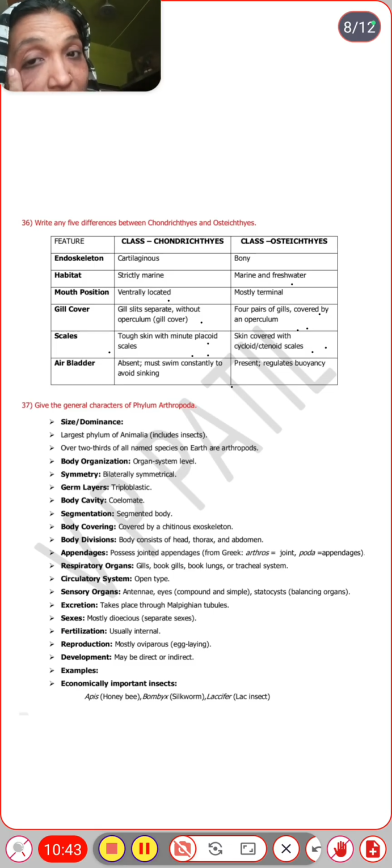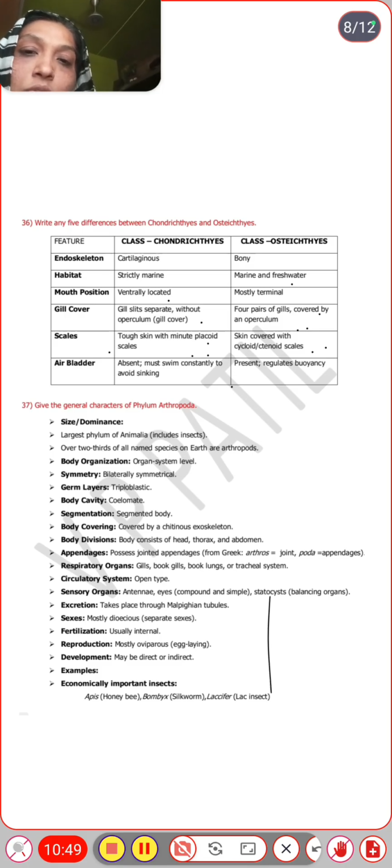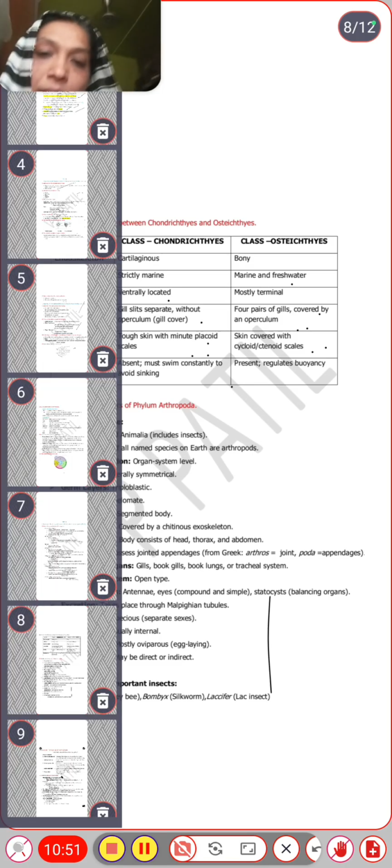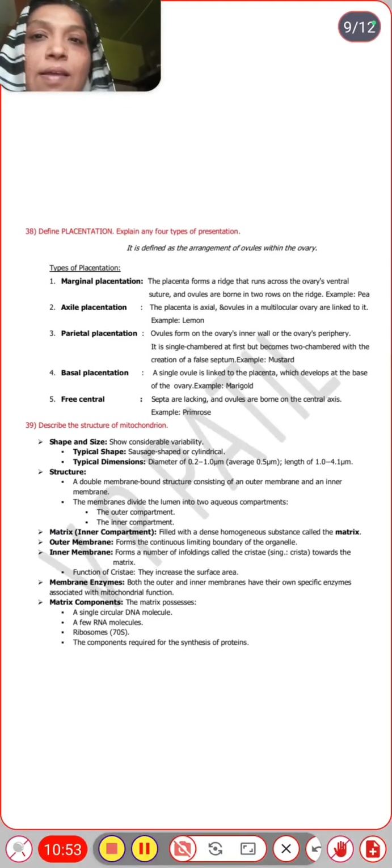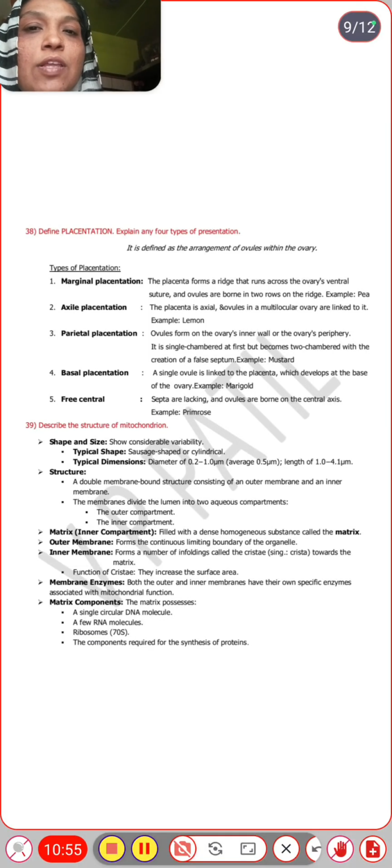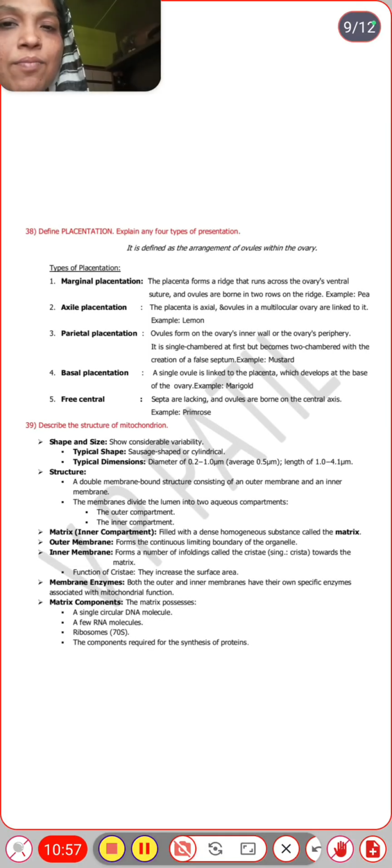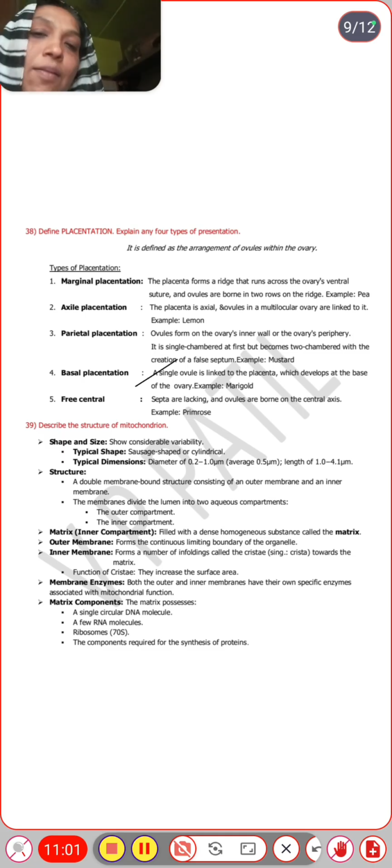Next, give the general characters of phylum Arthropoda. So many characters I have already given here. If you want, just note down all those things here. Okay. Next, define placentation with 4 types of placentation: marginal, axial, parietal, basal, and free central placentation.